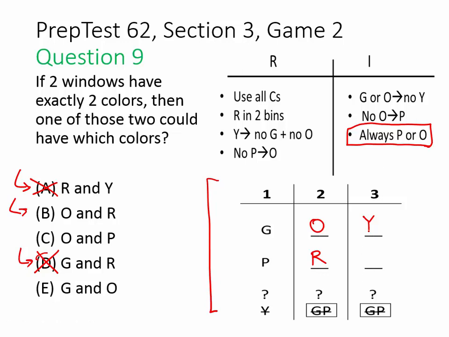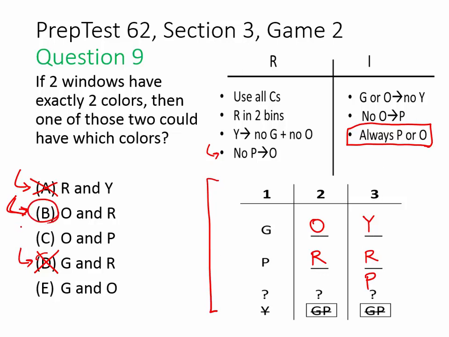We need to have two R's, so we could put R over here, why not? And now we need to make sure that we have a P or an O everywhere. We have a P here, we have an O here. We can't put an O in here, we can put a P in here. So we're okay. We've followed all the rules. We have two windows with exactly two colors in them, and O and R is one of those windows. So this one's looking pretty good.